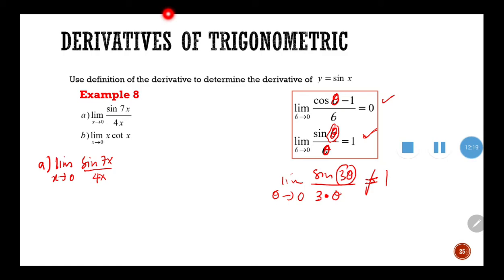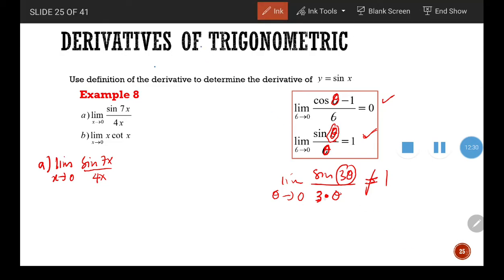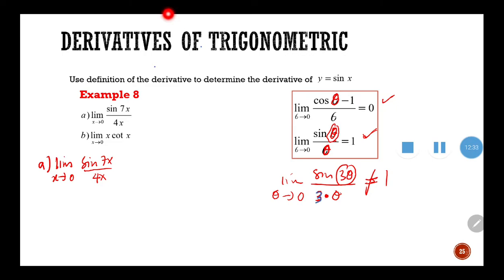But if we want 3 here, we can't simply add 3 here because it's going to change the function. So what we have to do is introduce 3 over 3. Does it change the function? No, because 3 over 3 is equal to 1. We multiply with 3 over 3. So we have the limit as theta approaches 0 of 3 times sin 3 theta over 3 theta.